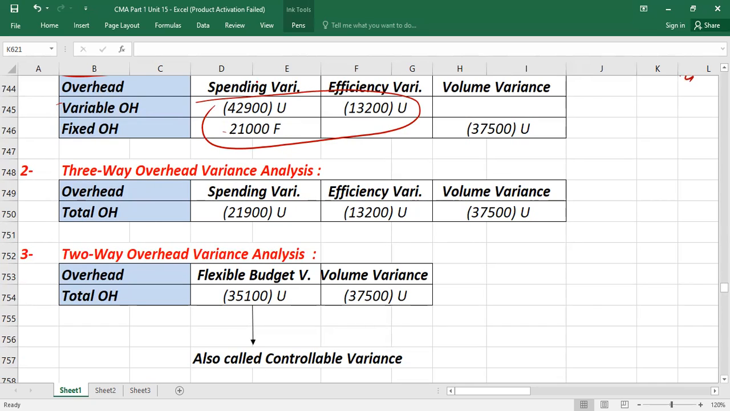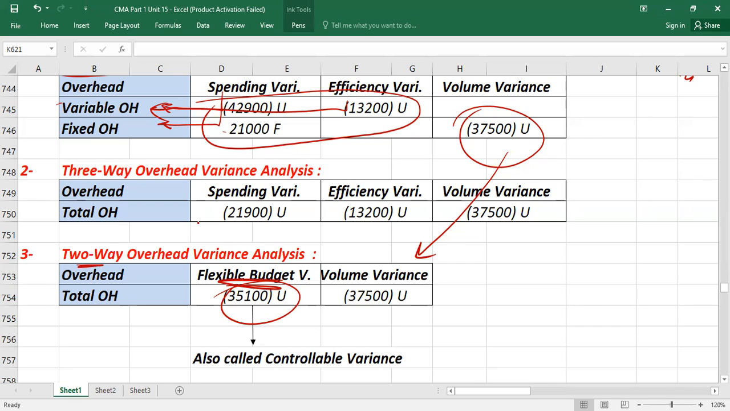Can you see which three values I'm going to plug? I'm going to plug spending of variable plus spending of fixed plus efficiency of variable overhead. If I plug these three values, plus or minus, I'll get one value, and this value is known as what? Flexible budget variance for total overheads. And then I'll show one more value, volume variance. If I report these two variances, this is called two-way variance.